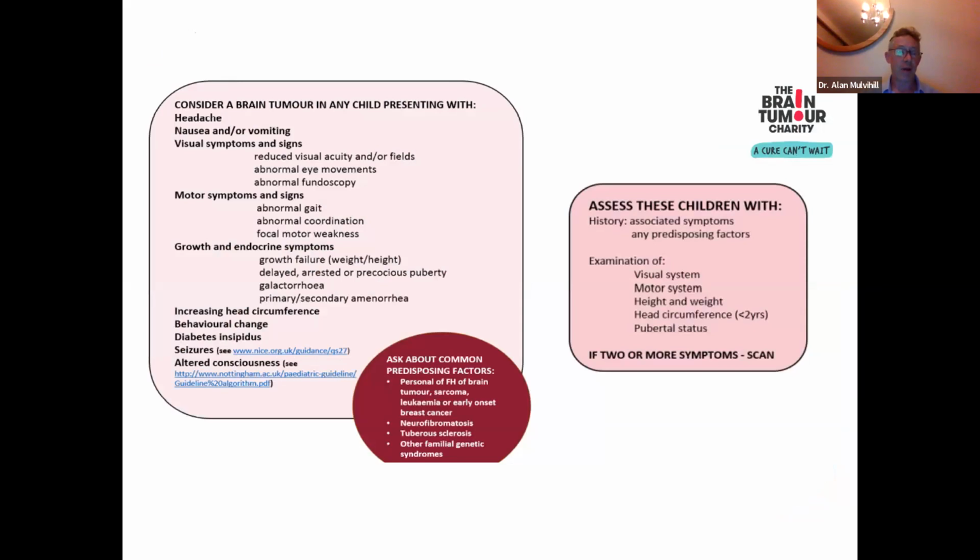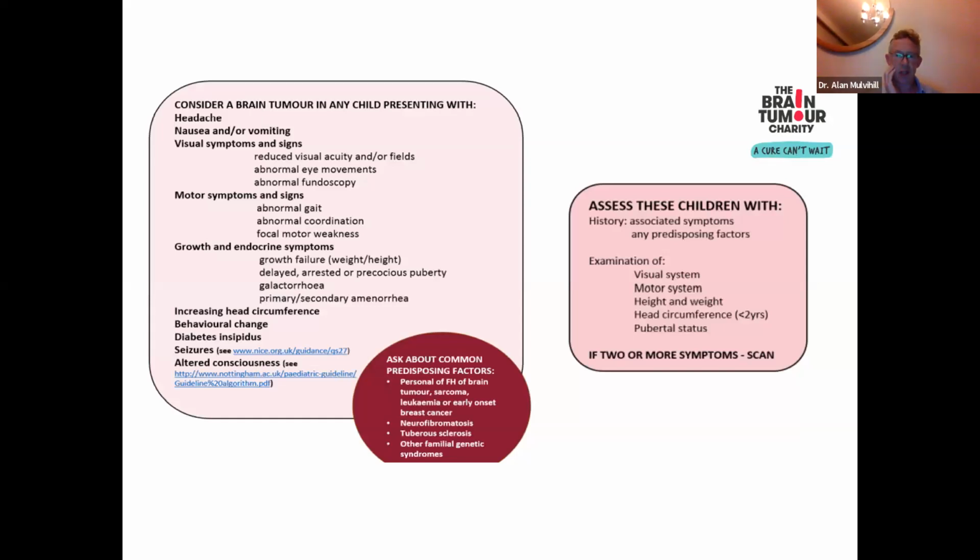If the pattern changes, that can occasionally be due to intracranial pathology. And then the other things you might worry about apart from headache, well, I've mentioned nausea and vomiting, the various visual signs such as reduced vision or constricted visual fields, abnormal eye movements, abnormal looking optic nerve, generalized motor symptoms such as abnormal gait and coordination, focal motor weakness, and then endocrine ones, which you tend not to think about as much, and are a little bit more subtle. Failure of growth, delayed or arrested or precocious puberty, galactorrhea, primary or secondary amenorrhea, increased head circumference, behavioral change, diabetes insipidus.